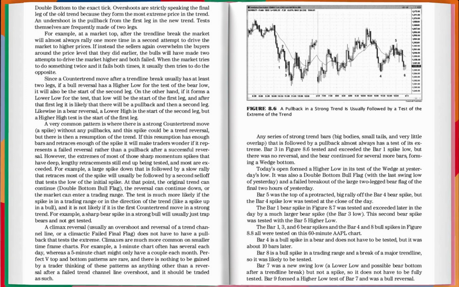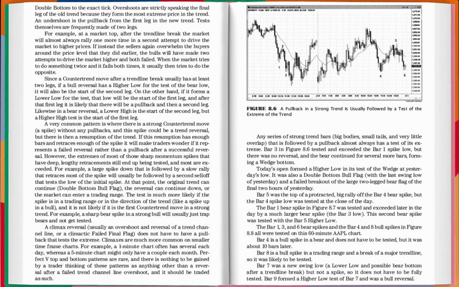Overshoots are strictly speaking the final leg of the old trend because they form the most extreme price in the trend. An undershoot is the pullback from the first leg in the new trend. Tests themselves are frequently made of two legs. For example, at a market top, after the trendline break, the market will almost always rally one more time in a second attempt to drive the market to higher prices. If instead the sellers again overwhelm the buyers around the price level that they did earlier, the bulls will have made two attempts to drive the market higher, and both failed.